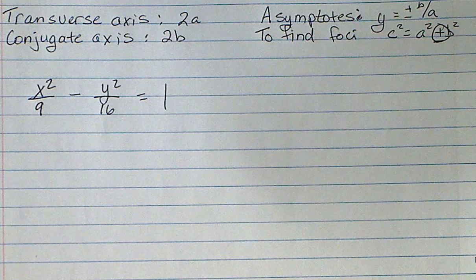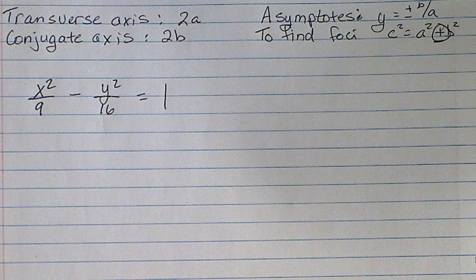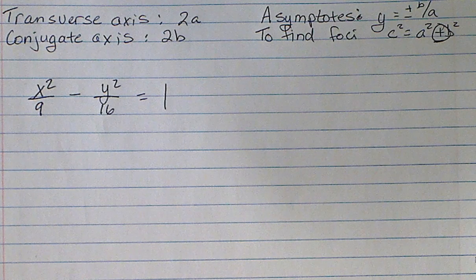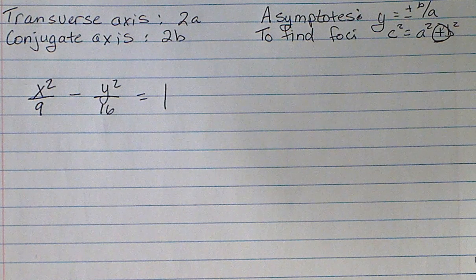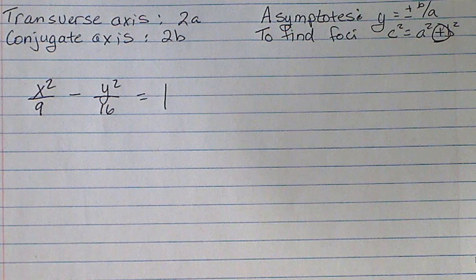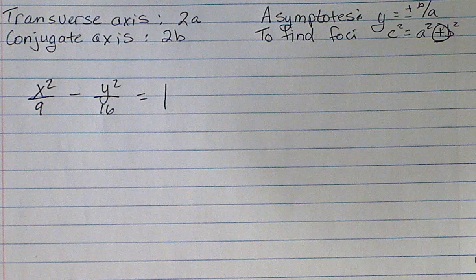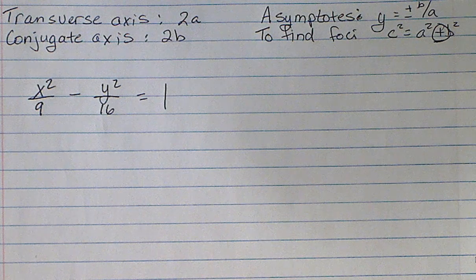Now you know that this is a hyperbola and not an ellipse because there is a subtraction sign between the x and the y. That is the only difference between the equation of a hyperbola and the equation of an ellipse when they're in standard form, is that it's subtracting between x and y. And this one is horizontal? Yes.